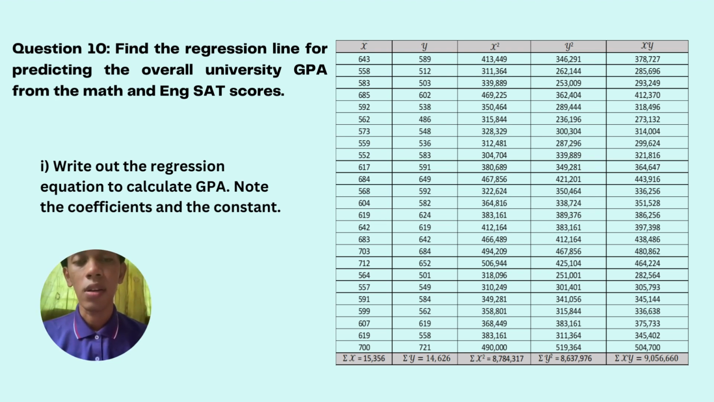As you can see on this slide, this table shows the maths and English SAT scores, where X is math and Y is English. The sum for X is 15356 and the sum for Y is 14626. The sum of X squared is 8784317 and the sum of Y squared is 8637976, and the sum for XY is 9056660.